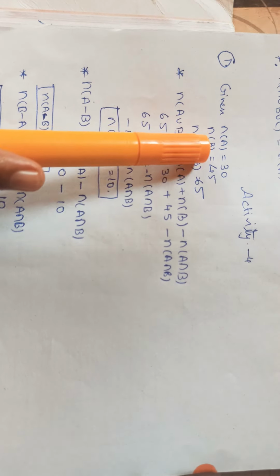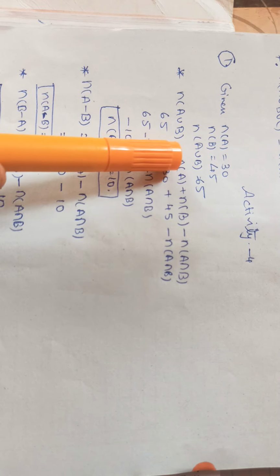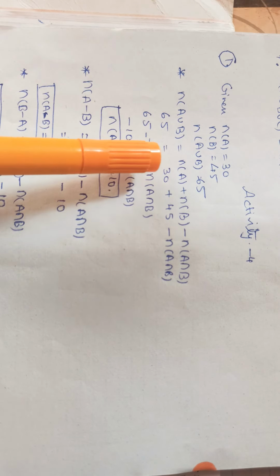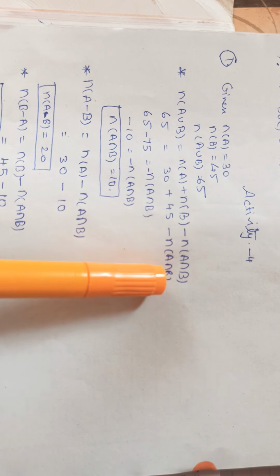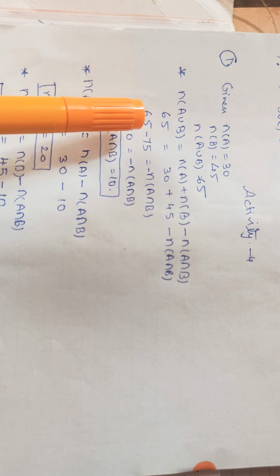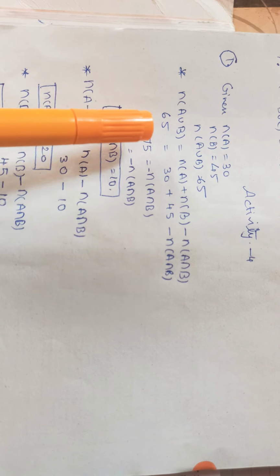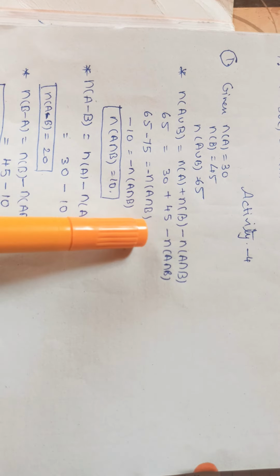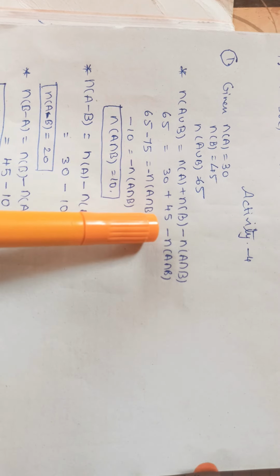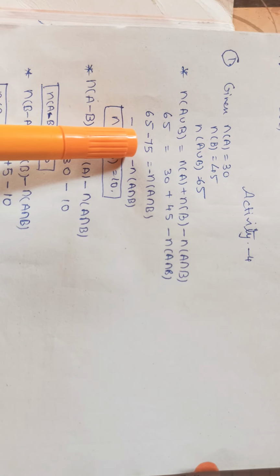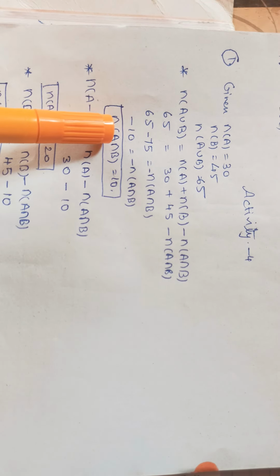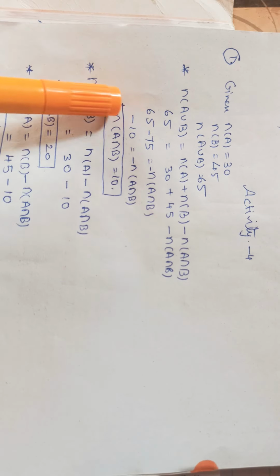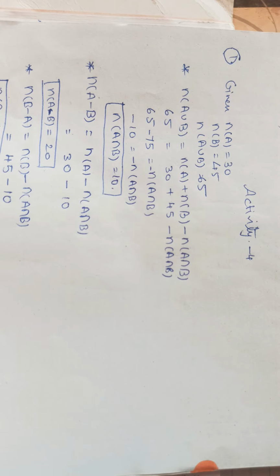We are given n(A) = 30, n(B) = 45, n(A ∪ B) = 65. As we know, n(A ∪ B) = n(A) + n(B) − n(A ∩ B). So 65 = 30 + 45 − n(A ∩ B). As we calculate this, it becomes 75, which goes to that side of the equal sign and becomes −75. So it becomes −10. Minus n(A ∩ B) = −10, we cancel the minus on both sides and n(A ∩ B) = 10.